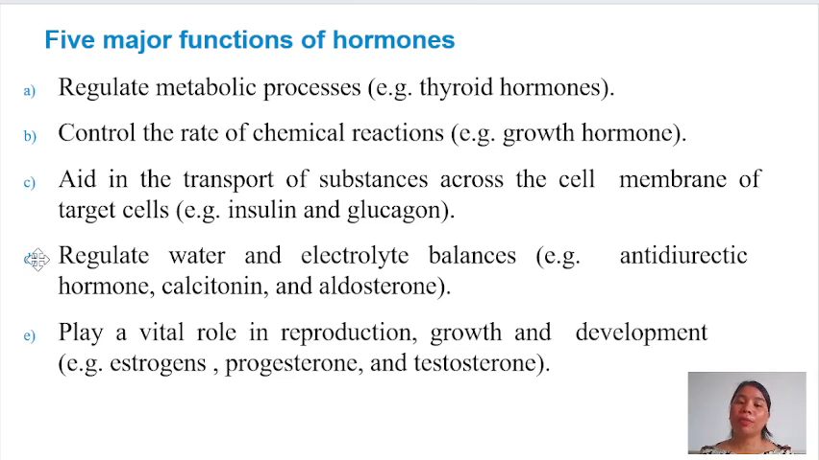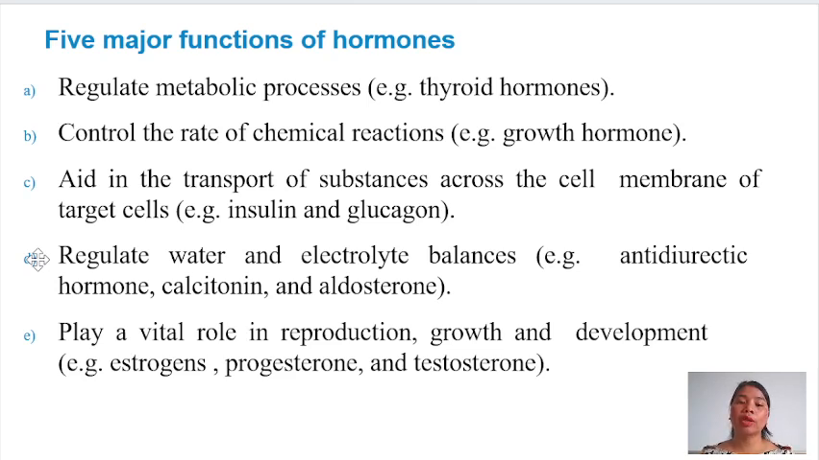Then the 5 major functions of hormones. So these hormones perform or execute their respective functions. So we will see what are the 5 major functions of the hormones. First, they regulate the metabolic process, for example thyroid hormones. Metabolic process is nothing but the process of metabolism where most of the toxic substances that are taken into the body are getting metabolized and are getting removed from our body system.